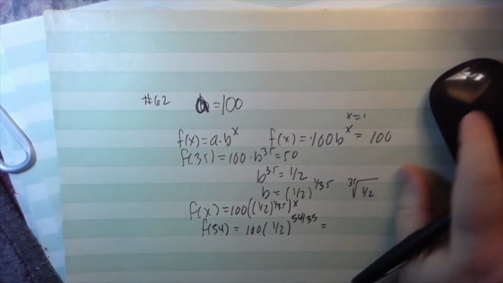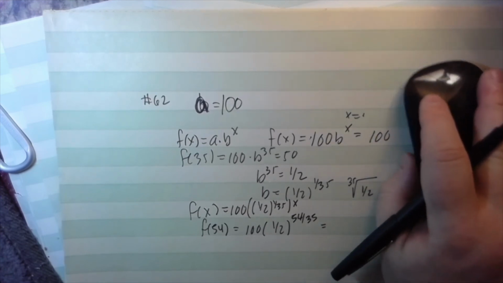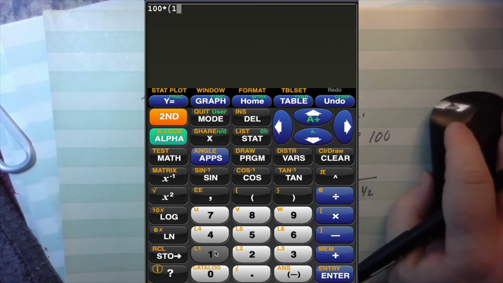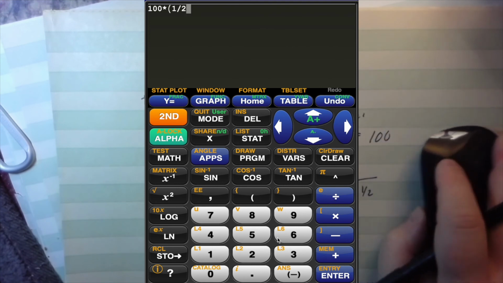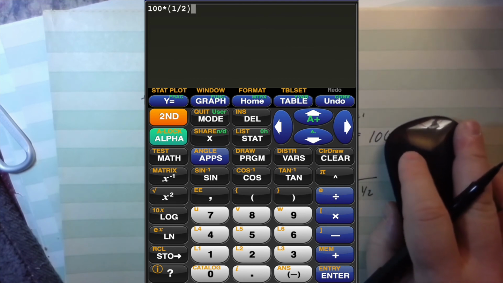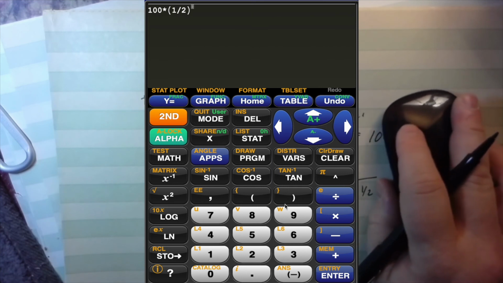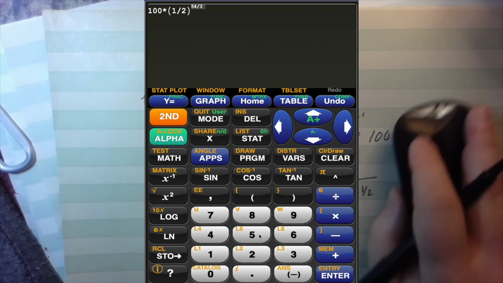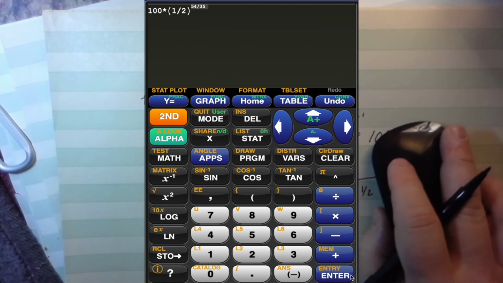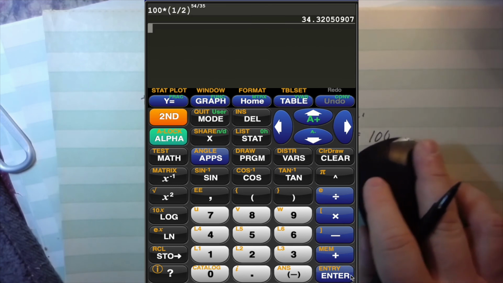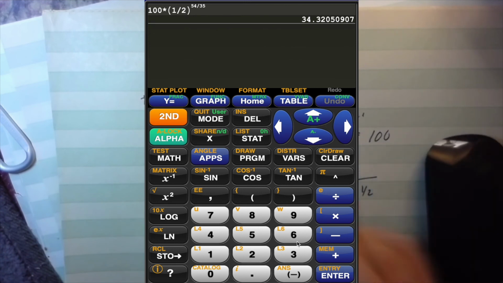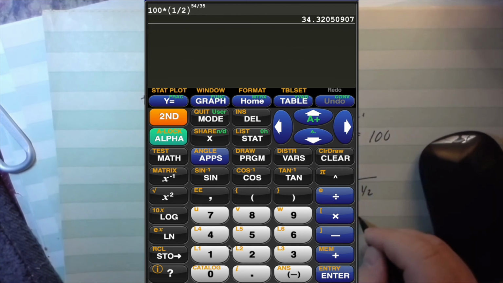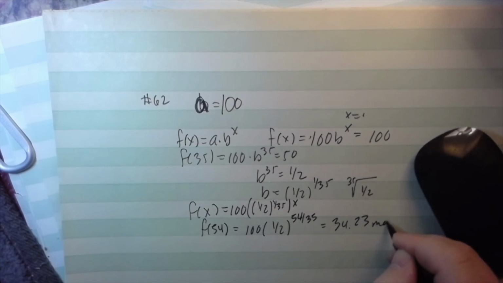Then I plug that into my calculator, and I get 34.32 milligrams, like that.